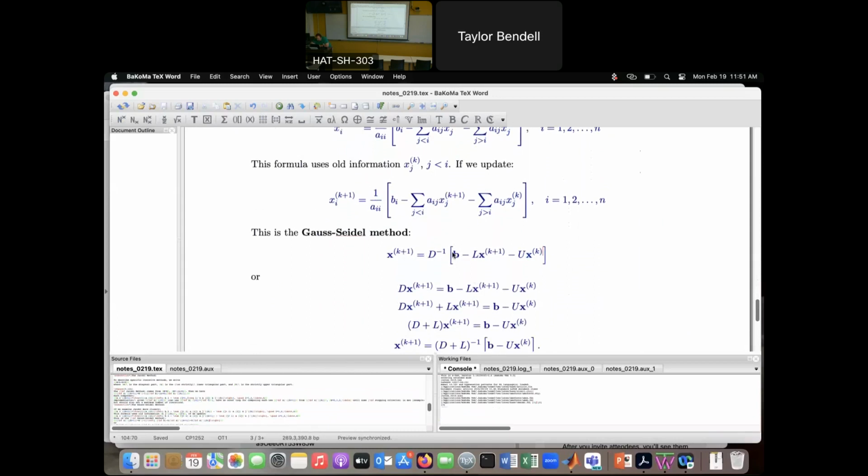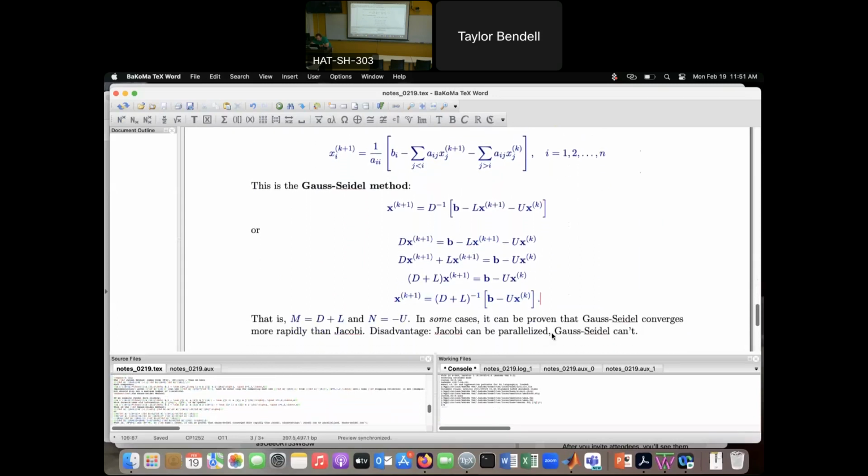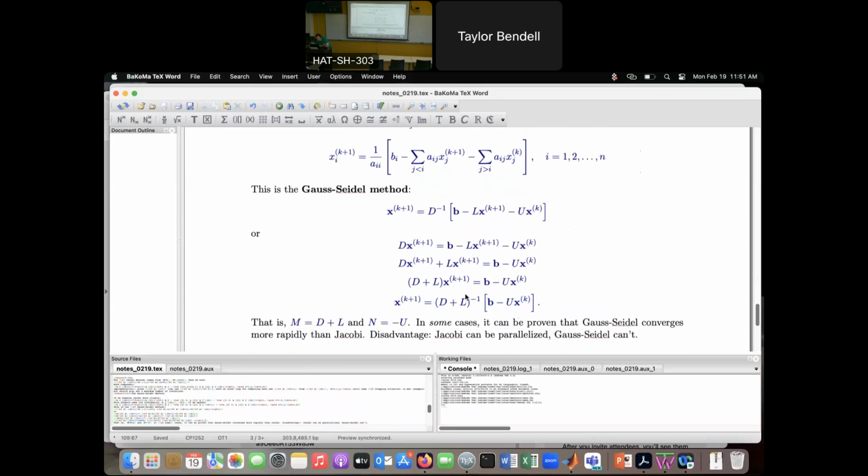I multiply both sides by D, so I don't have any inverse matrices. And then I take this term involving L xk plus 1 and I move it to the left side. And now I have this. So this is the Jacobi method in matrix vector form. Instead of solving a system involving a diagonal matrix, as in Jacobi, I have a lower triangular matrix here.